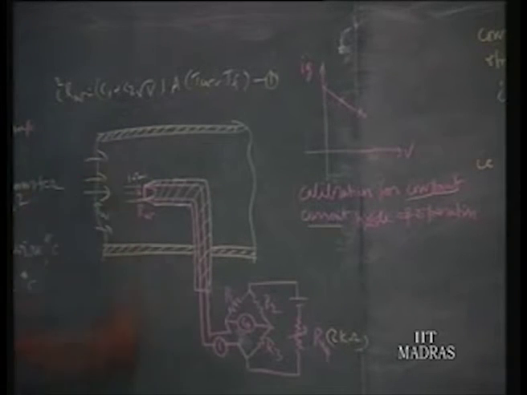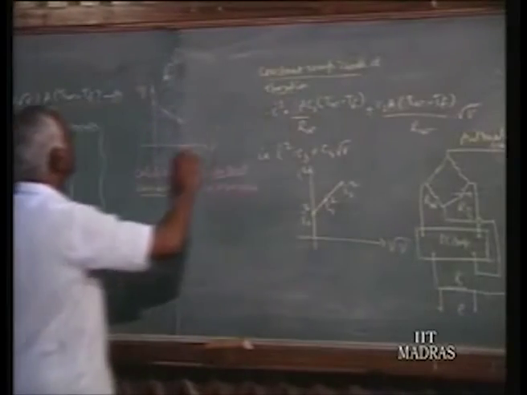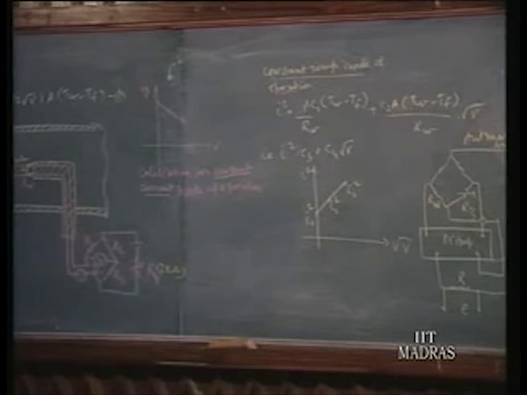That is the second mode of operation, called the constant temperature mode of operation. These are the two modes of operation in which the hot wire anemometer is made use of. Now, the calibration procedure is as follows.